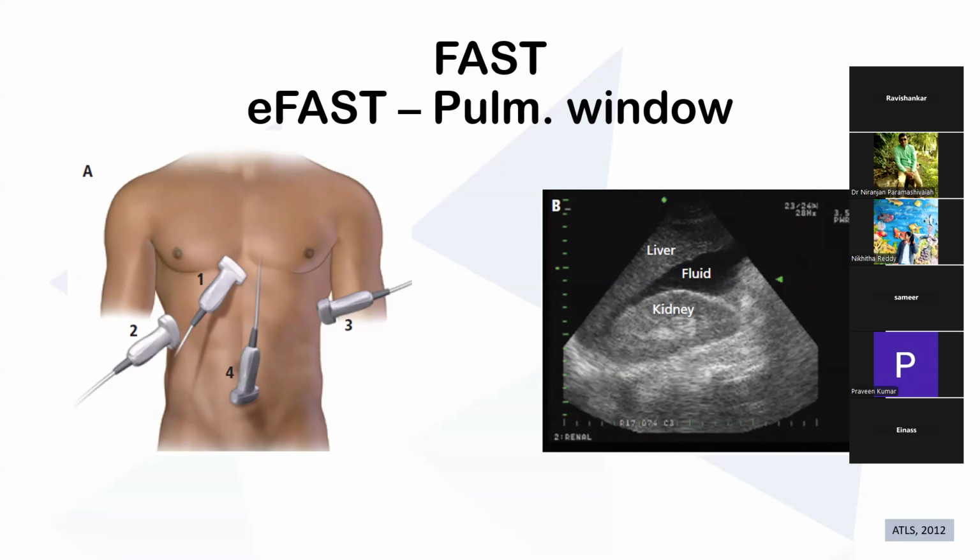Otherwise, a standard FAST has an epigastric window, number 1. Number 2 is the right upper quadrant. Number 3 is the left upper quadrant. The epigastric window is your pericardial window. You want to look at the pericardium for hemopericardium, for example. Number 2 is the right upper quadrant and 3 is the left upper quadrant, looking at the liver and spleen respectively. Number 4 is the pelvic window. You want to look at the pelvis.